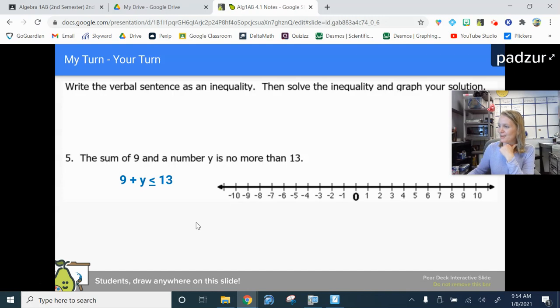So again, if you want to draw on here, you'd draw a little happy face, like, hey, I don't actually have to do the math because the math's already there for me. Perfect. So you would subtract your 9 from both sides so that y is by itself, and y is just less than or equal to 4.